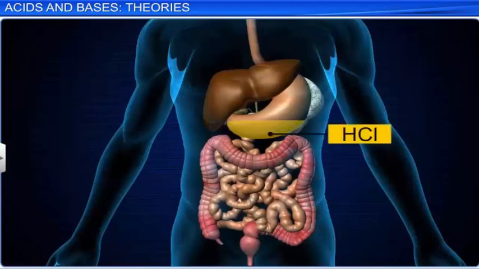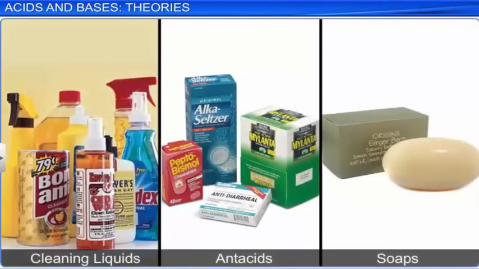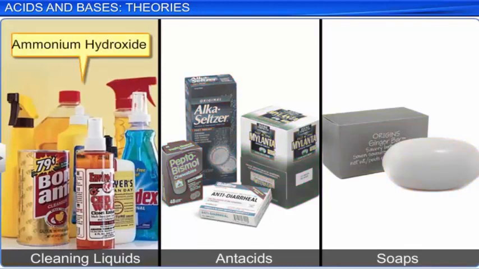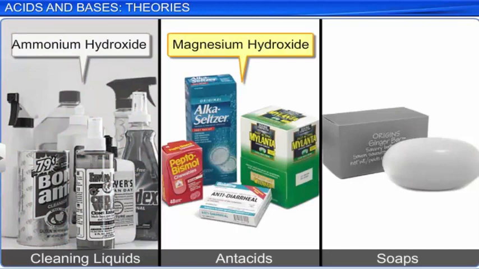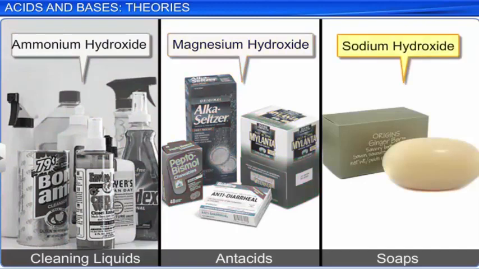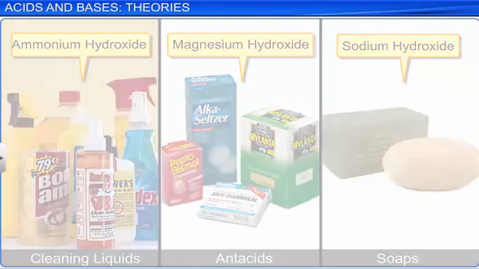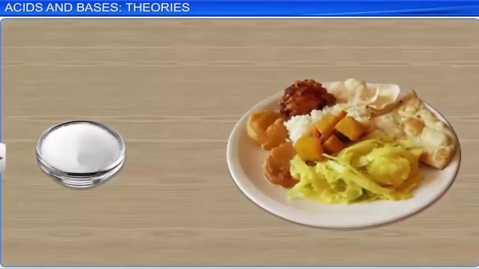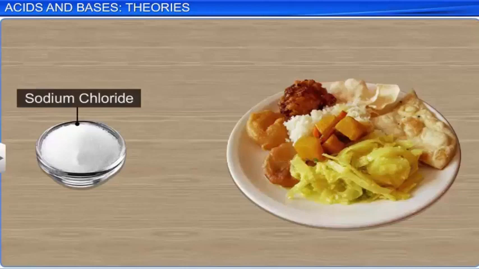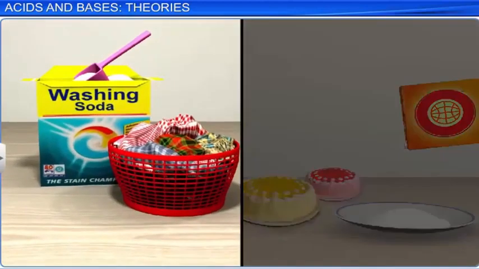The bases commonly used in our daily life include ammonium hydroxide in cleaning liquids, magnesium hydroxide as an antacid, and sodium hydroxide in the manufacture of soap. Many compounds known to us may be classified as salts. The salt most familiar to all of us is sodium chloride, which forms an important component of our diet. Washing soda used for washing and baking soda, which is used in baking, are also the examples of commonly used salts.